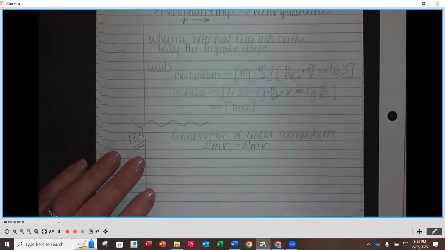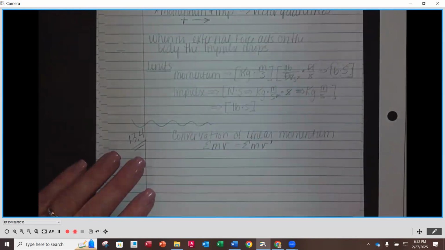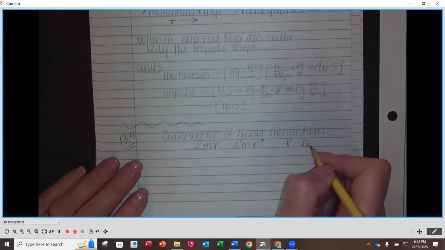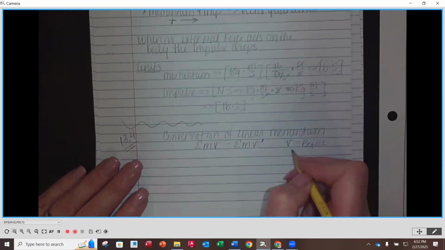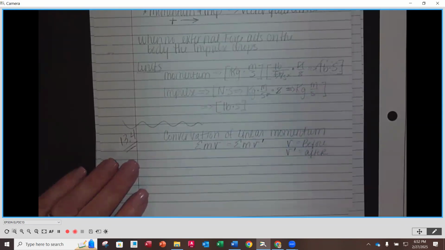Now, how they call out these velocities after is with a prime instead of a 1 and a 2 in this case. It'll make more sense when we do some problems. So V is going to be the before collision, and V prime is going to be the after collision.